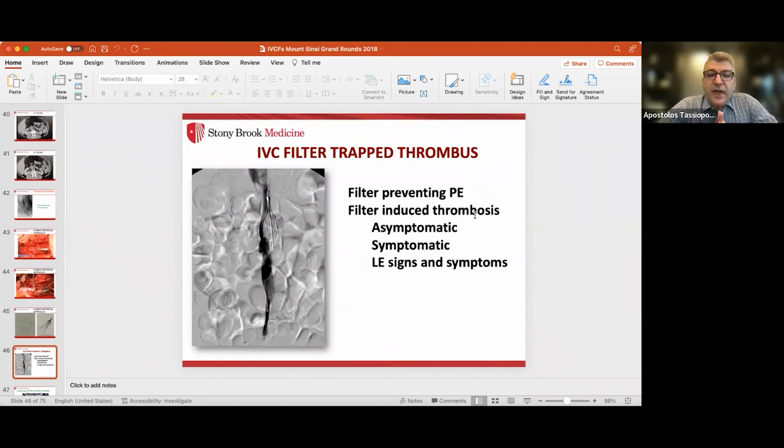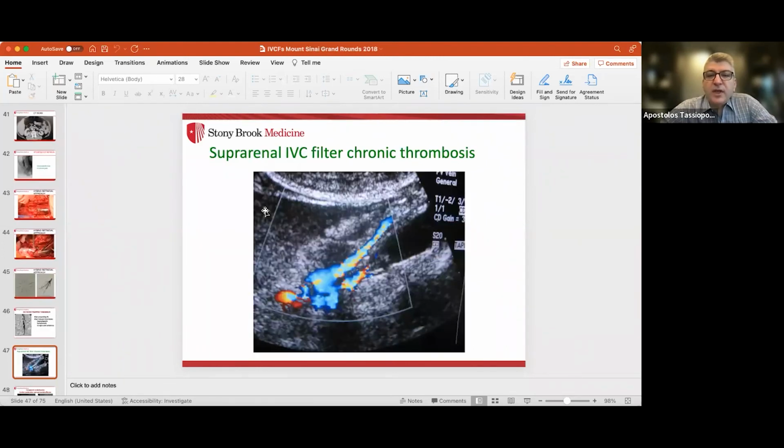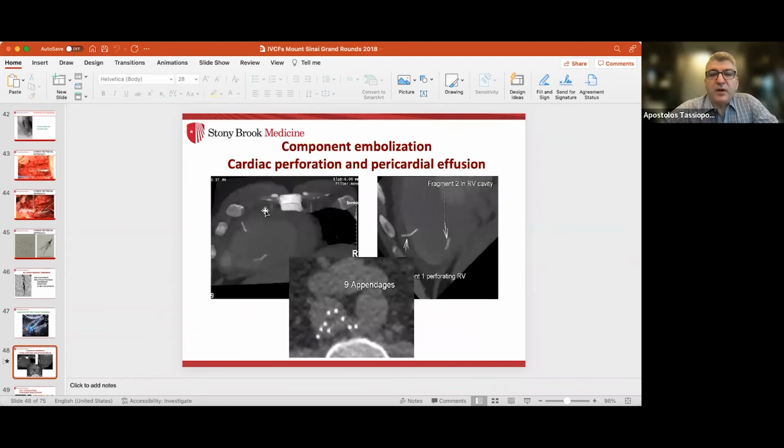This is another case of ours with a filter preventing PE, but there is a significant amount of thrombus trapped in there, and all the flow of blood in the cava goes around the filter, as you saw in that conical shape. And then a suprarenal IVC filter with chronic thrombosis, as you can see here, those filters remain permanent there. Component embolization is rare, but has been described.